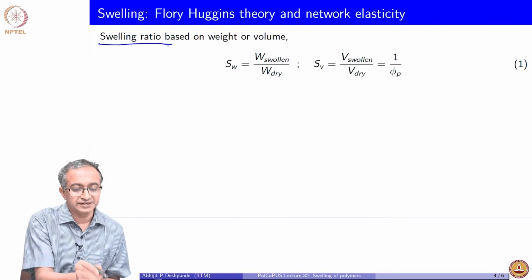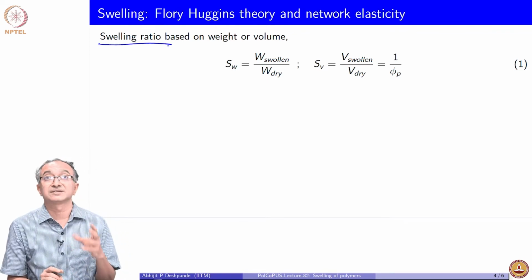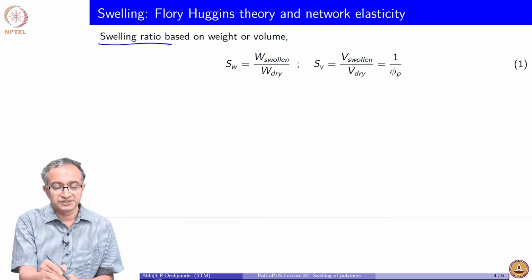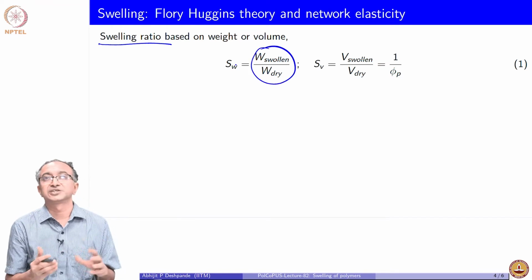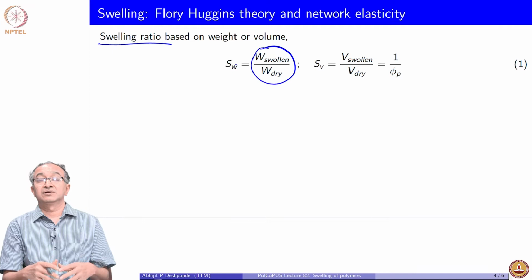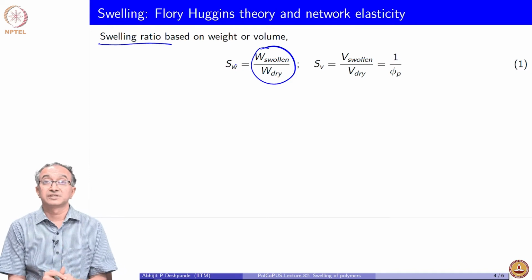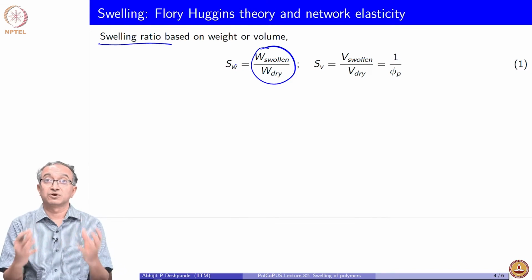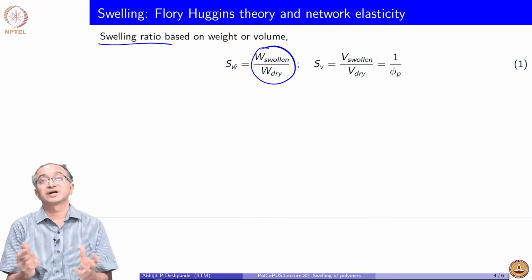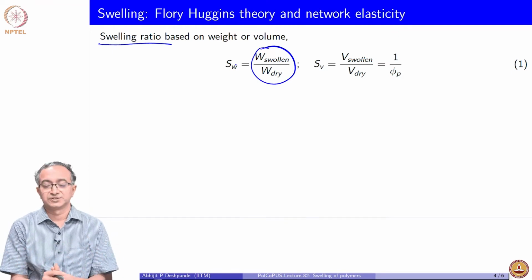Generally, we characterize the amount of swelling by looking at something called the swelling ratio, which is nothing but the weight ratio of the swollen or completely stretched polymer chain configuration, the amount of polymer plus the solvent that has gone in, with respect to the dry weight when there is no solvent or no water in the system.